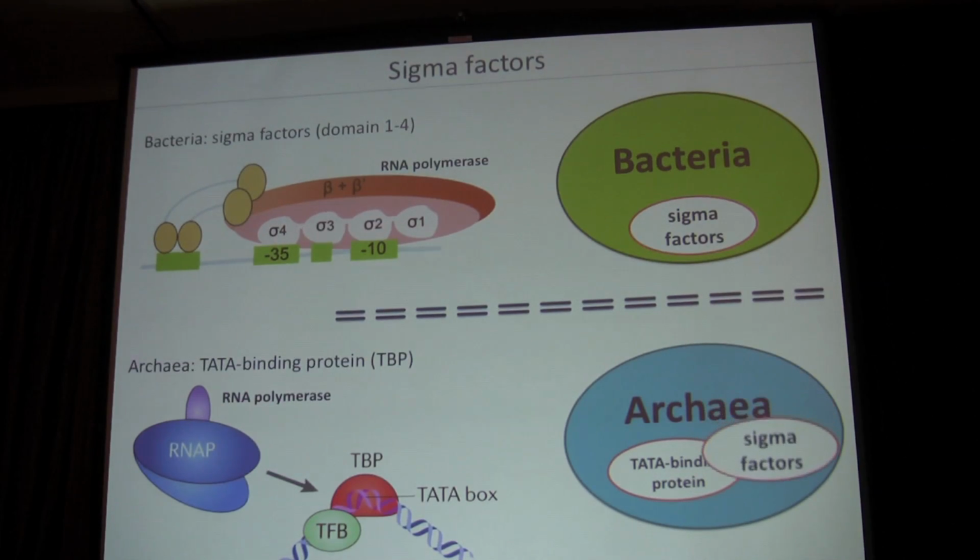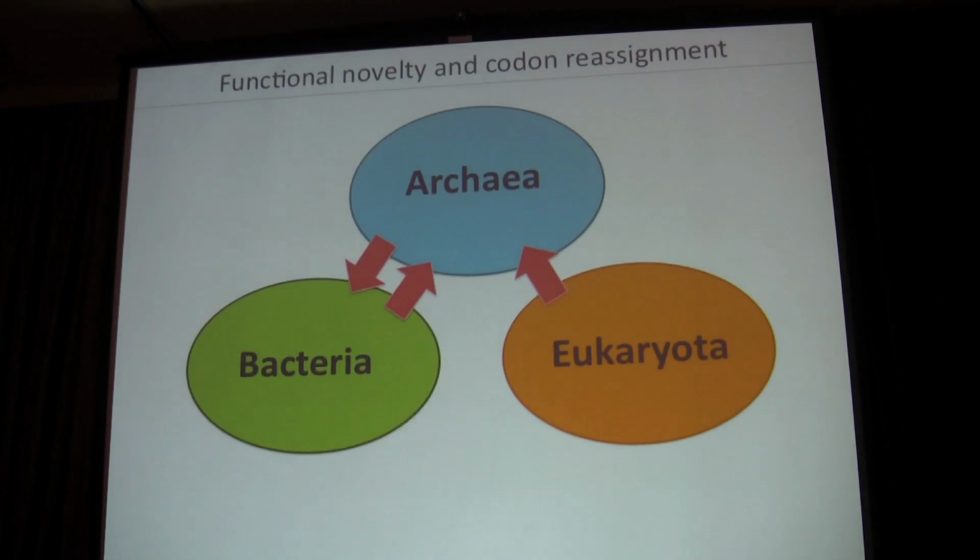But within a few of our single cells, we in fact do find sigma factors in archaea, so they do exist. At that point, we can't do any experimental work because we haven't been able to culture these organisms yet. But these are quite unique features.